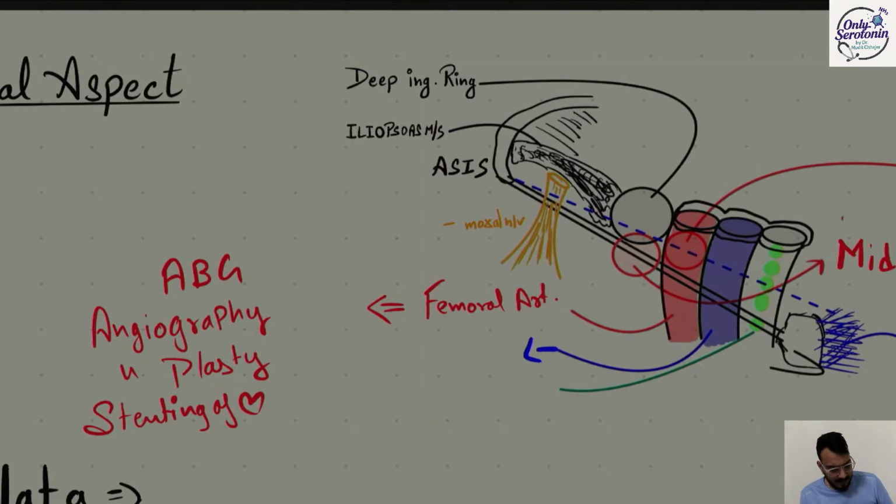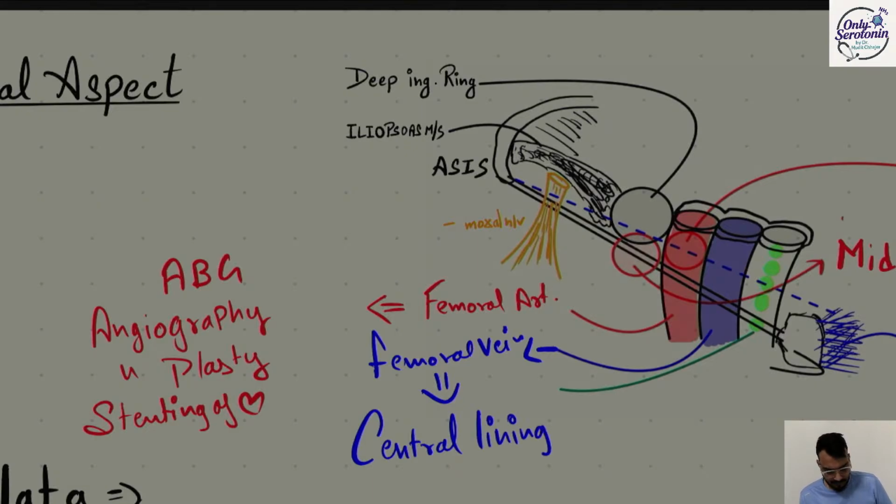Then towards the medial side of the femoral artery, we have one more structure, that is the femoral vein. This femoral vein is important for what, guys? This femoral vein is important for central line placement. Done, guys?